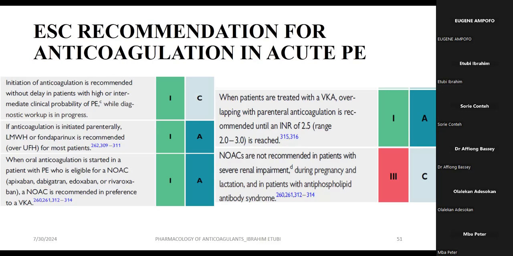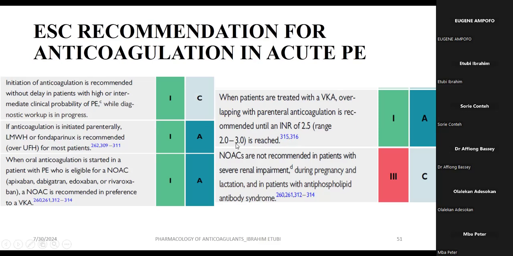And then if anticoagulation is initiated parenterally, low molecular weight heparin or fondaparinux is recommended over unfractionated heparin for most patients, except of course when we're dealing with renal impairment or obesity, or even in children, that may favor unfractionated heparin. And then when oral anticoagulant is started in a patient with pulmonary embolism who is eligible for a NOAC, a NOAC is recommended in preference to a VKA. Then this other part talks about when a patient is on a VKA, overlapping with parenteral anticoagulation is recommended until an INR of 2.5 is reached.